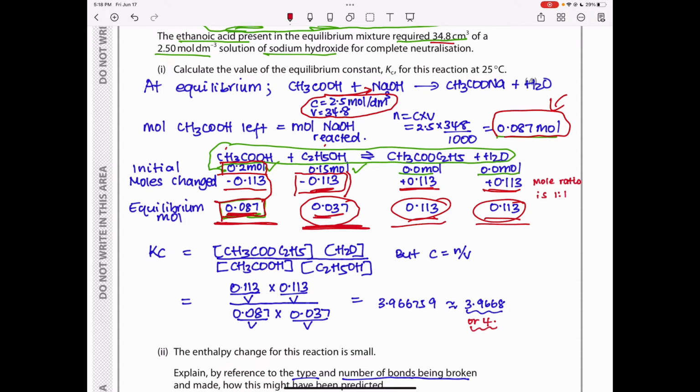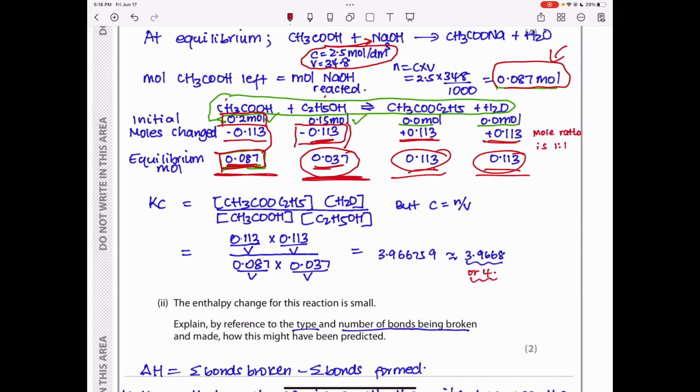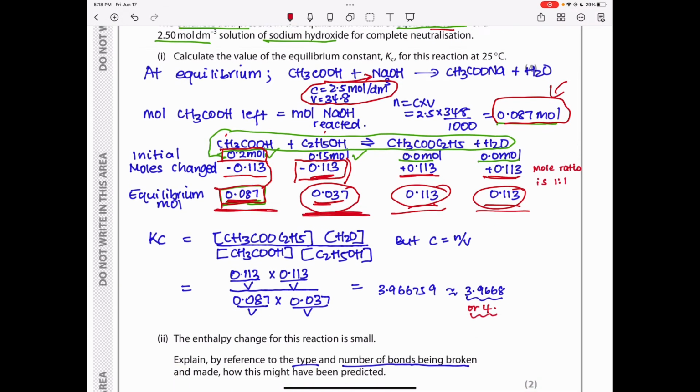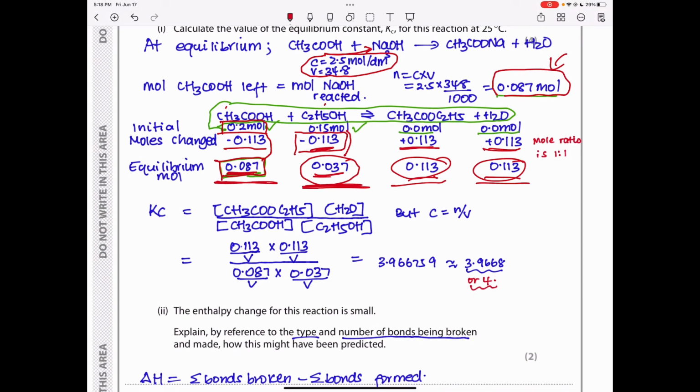After finding all this concentration, we can put it into our Kc equation. Referring back to this part, this is the equation we're interested in. We're going to use that to find Kc. It should be the concentration of all the products divided by the concentrations of the reactants. So here we see the concentration of the ester times the concentration of water divided by the concentration of the ethanoic acid and the concentration of ethanol.